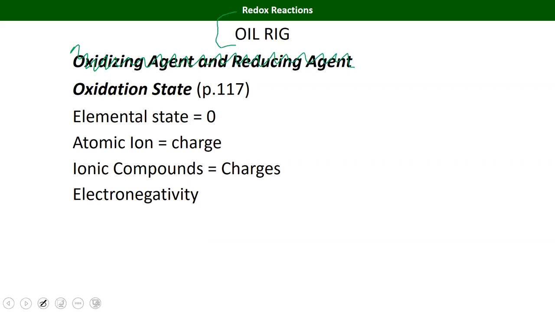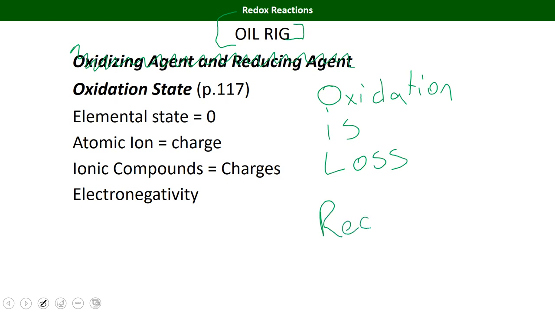This is the mnemonic device that I find most helpful for remembering things. When it comes to oxidation versus reduction, OIL RIG tends to go over pretty well. OIL RIG stands for oxidation is loss, and RIG stands for reduction is gain. Sounds like a 4chan meme or something. Reduction is gain.